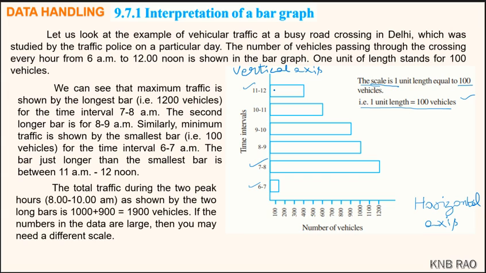The total traffic during the 2 peak hours, that is from 8 to 10, as shown by the two different bars put together, is 1000 and 900 vehicles crossing. So 1900 vehicles are crossing during the peak hours 8 to 10.